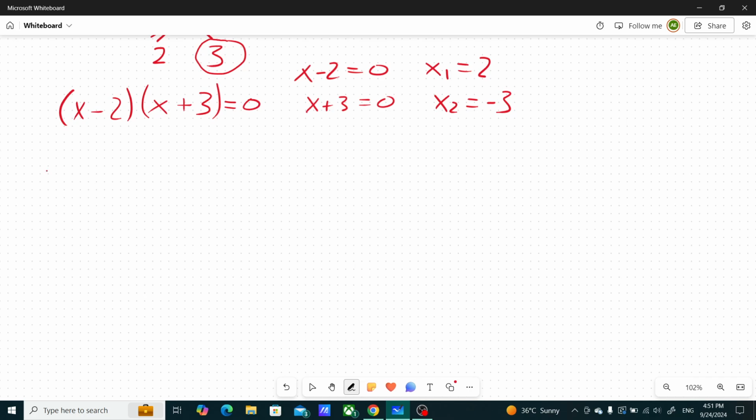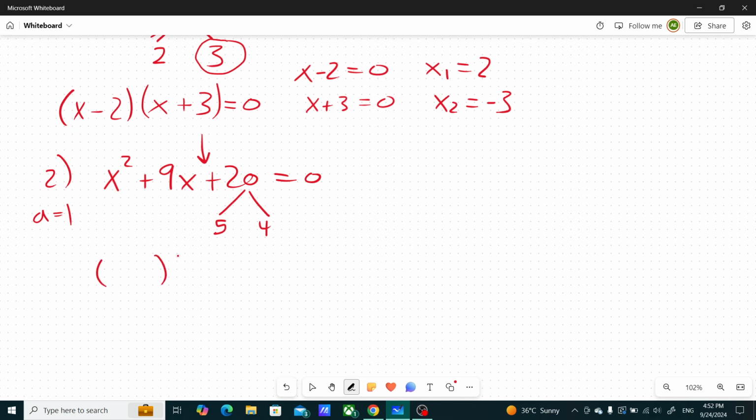So let's take another example. Let's take this question: x squared plus 9x plus 20 equals 0. Again, this is the case where a is equal to 1. So right away, we're going to take a look at this sign. We found that it's a plus, so we need two factors of 20 that add up to 9. Is 1 and 20 going to work? No, because 1 plus 20 is 21. If you check the factors, you can see that 5 times 4 is 20 and 5 plus 4 is 9. So these are my correct factors.